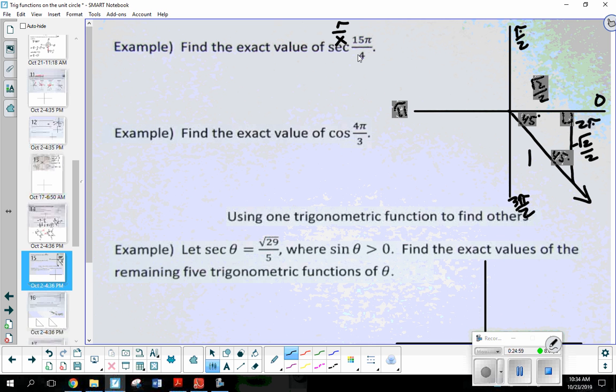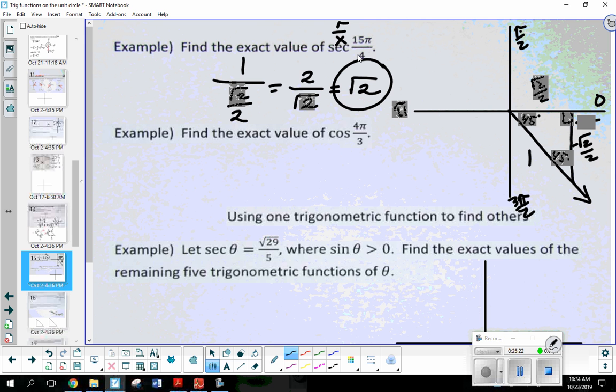Remember, it's 1 because we're on the unit circle. So this would be 1 over, well, the x value is the square root of 2 over 2. So now we just need to multiply by the reciprocal, so 2 over the square root of 2. If I were to rationalize, all I'm going to end up with is the square root of 2.